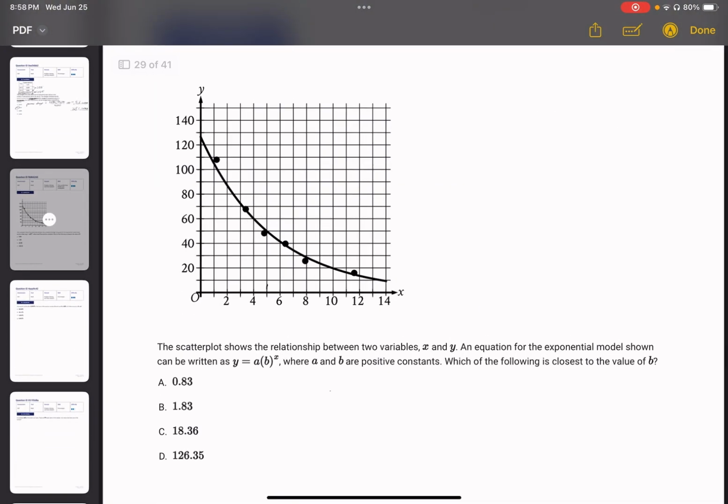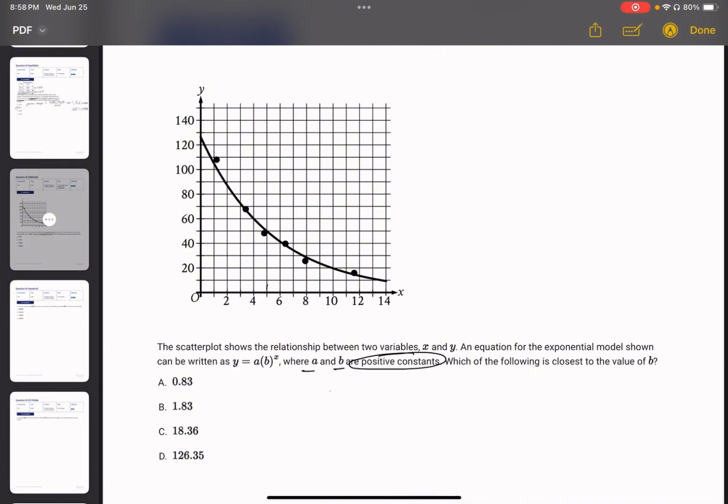First problem. The scatter plot shows the relationship between two variables, x and y. An equation for the exponential model shown can be written as y is equal to a times b to the x, where a and b are positive constants. Which of the following is closest to the value of b? Okay, important facts in the problem here. It says a and b are both positive constants.